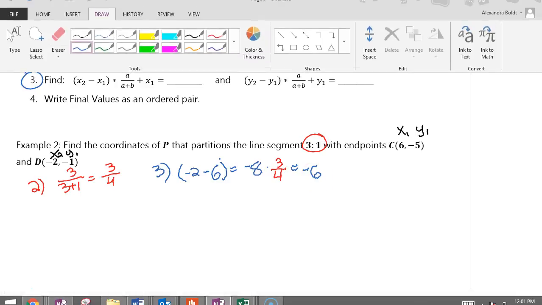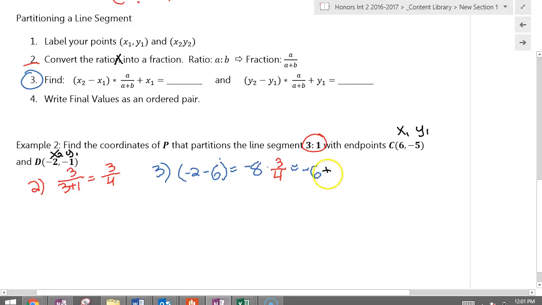And then I'm going to add x1 to that. So plus 6. Which equals 0. So that's for my x's.